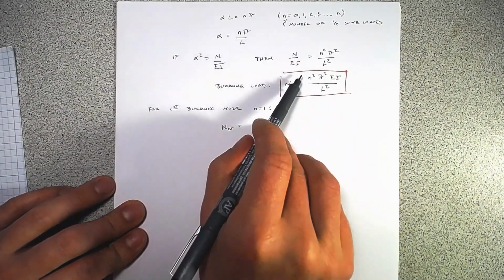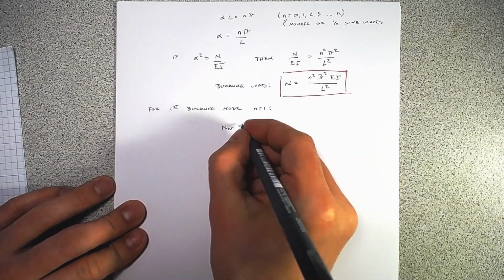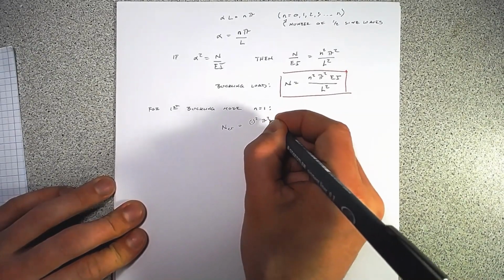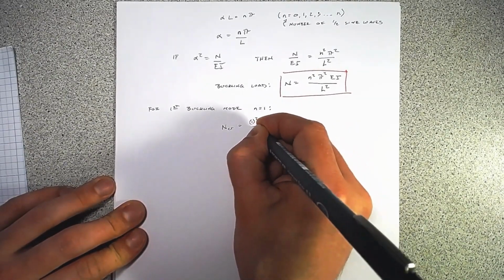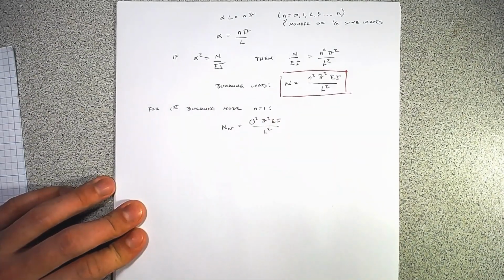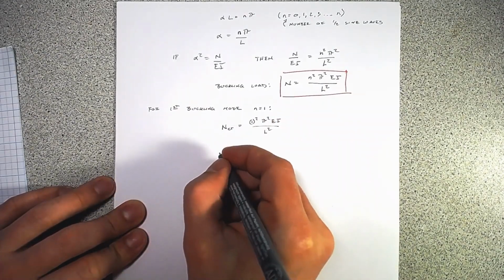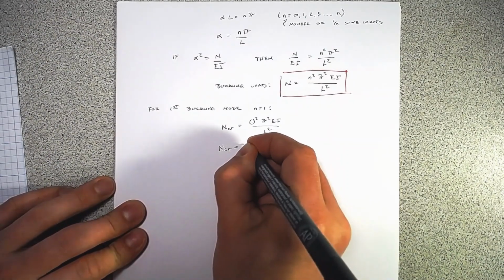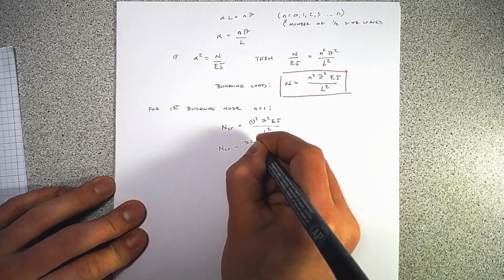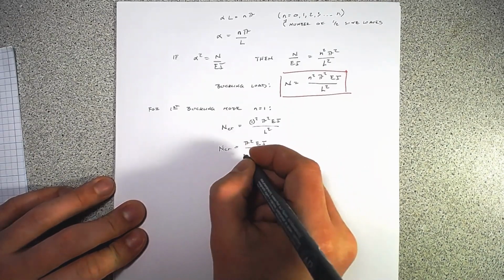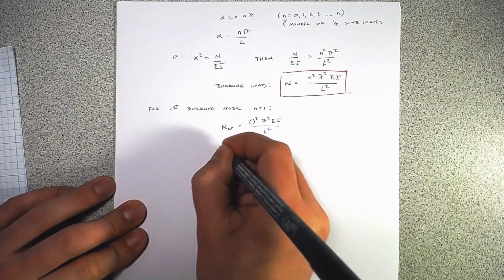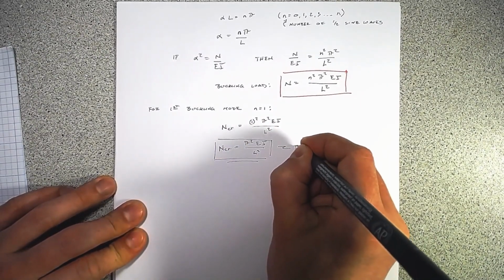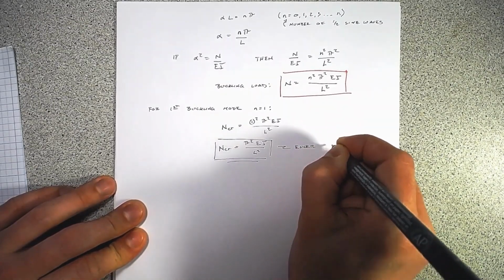Well, let's just plug 1 into this n squared here, and we get 1 squared times pi squared times EI over L squared. Well, 1 squared just equals 1, and that gives us our critical buckling formula: N_CR equals pi squared times EI over L squared. And that is just our Euler buckling formula.